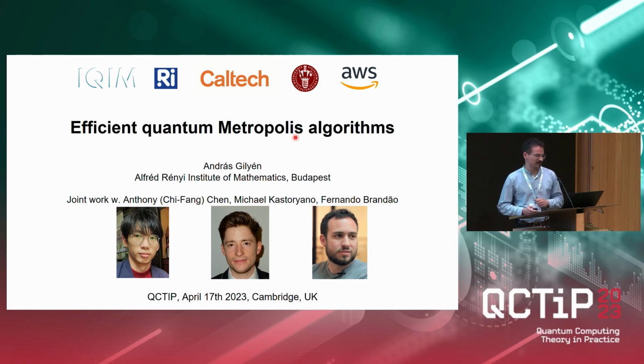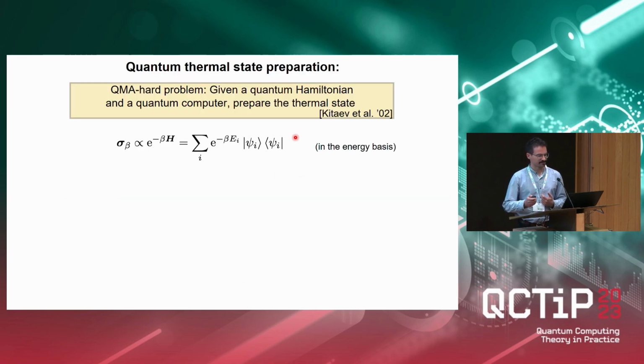And this is joint work with Anthony Chan, Michael Castoriano, and Fernando Brandao. And yeah, so we looked into this question, how to prepare thermal states on a quantum computer. It's also known as quantum Metropolis sampling.